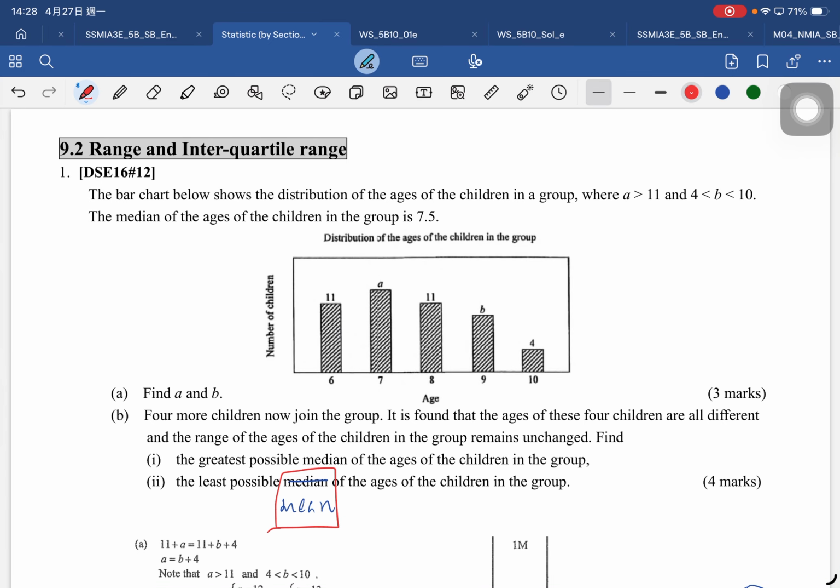briefly the first question. Can you do correction on your own? This one, section 9.2 about range and IQR. The bar chart below shows the distribution of the age of the children in the group. Now the median should be 7.5. That means here. What does it mean?